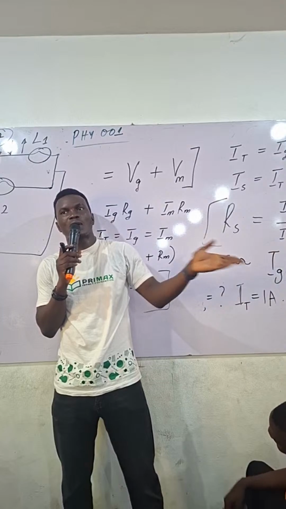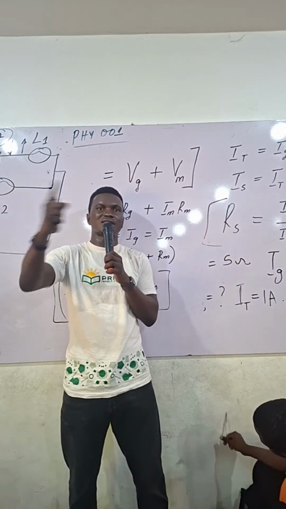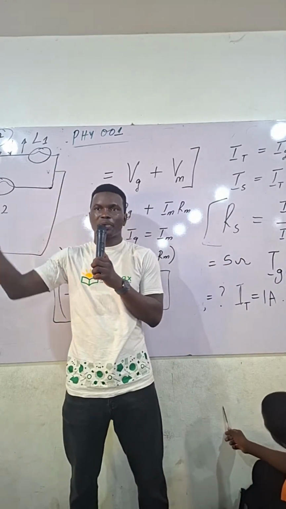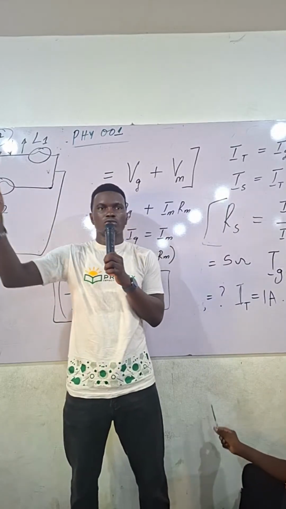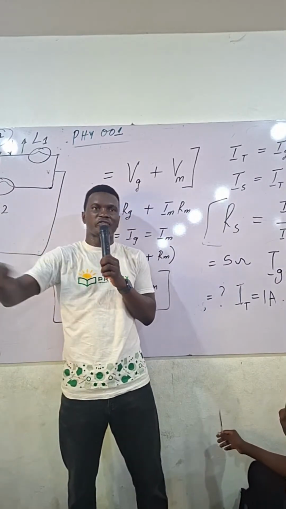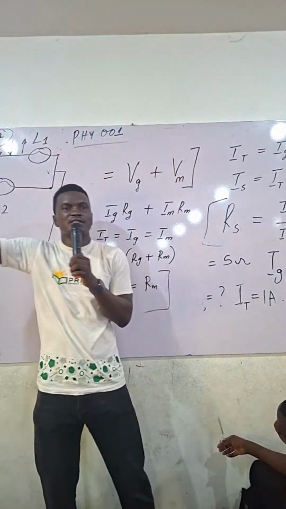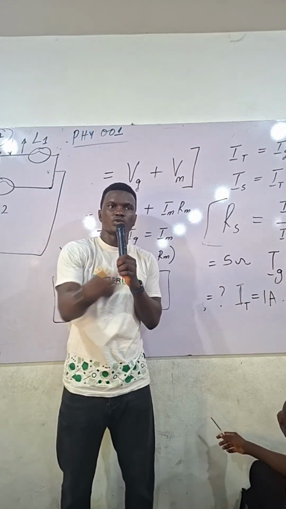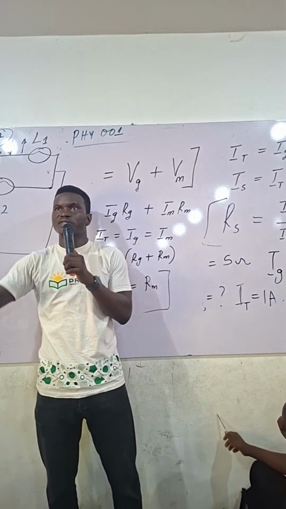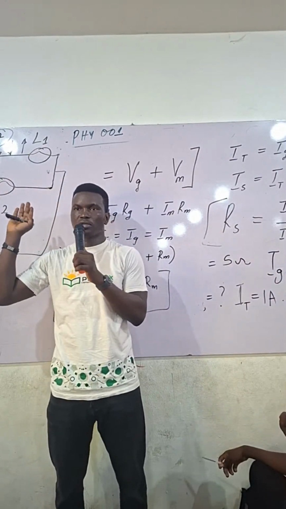So that's why most of your appliances at home are connected in parallel. When you switch one off, it does not affect what the other is doing. But if they are all connected in series, the moment you switch one off, it will switch off everything. So if you see something like this, it's an error in connection.